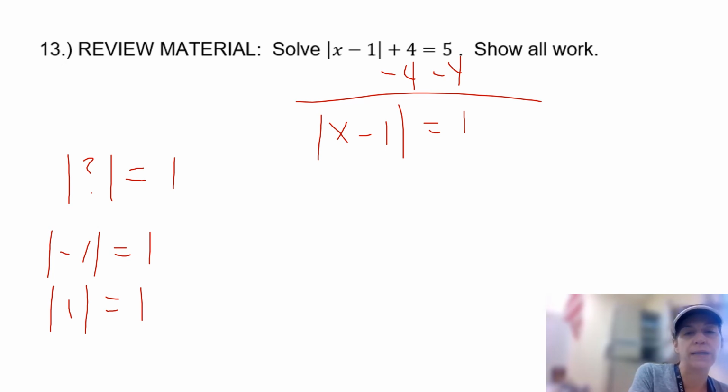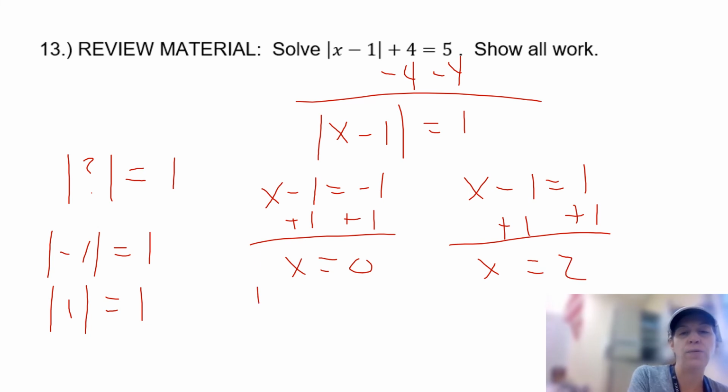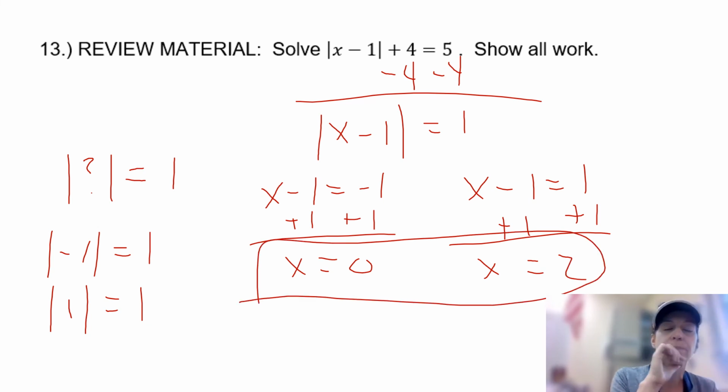And so what is my something here? My something is x minus 1. That could be -1 or 1. Solve both. -1 plus 1 is 0. And 1 plus 1, hopefully that's okay, is 2. And there are your two answers. All right, moving on.